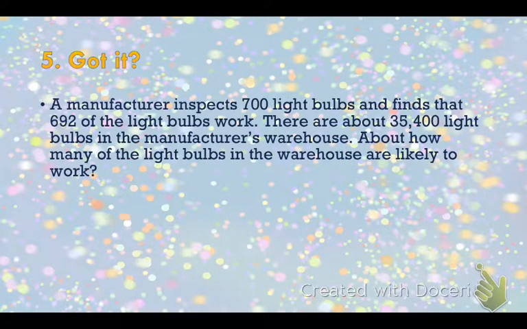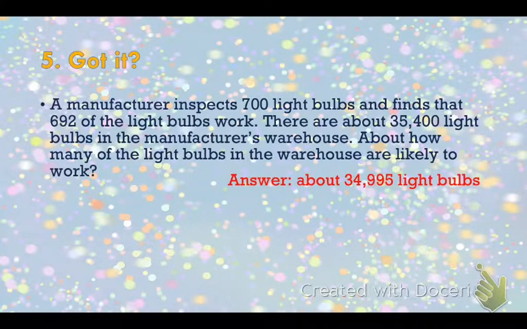Alright, here is Got It number 5. Once again, pause when you are ready to check your work. Please resume and check your answer. Alright, welcome back. Your answer for the last Got It, this is your last Got It of your last lesson, was 34,995 light bulbs. So if you got the answer wrong and need help figuring out why, please let me know.